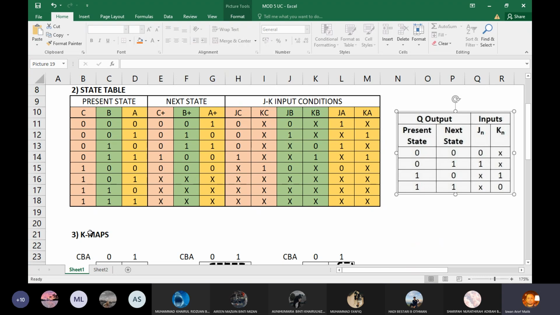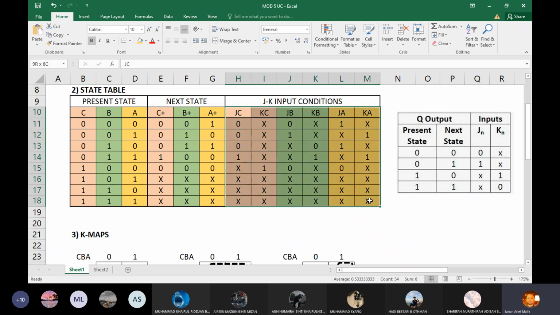Okay, then number 3 is to use the K-maps to obtain the simplified Boolean expression. So these Boolean simplification techniques need to be done for each of JCKC, JBKB, JAKA. So what is to be placed in the K-maps? Like this: 0, 0, 0, it is 0. 0, 0, 1, it is 0. 0, 1, 0, it is 0. 0, 1, 1, it is 1. And then 1, 0, 0 is don't care. The rest all the way down are don't care. So these are the inputs for the JC K-map.